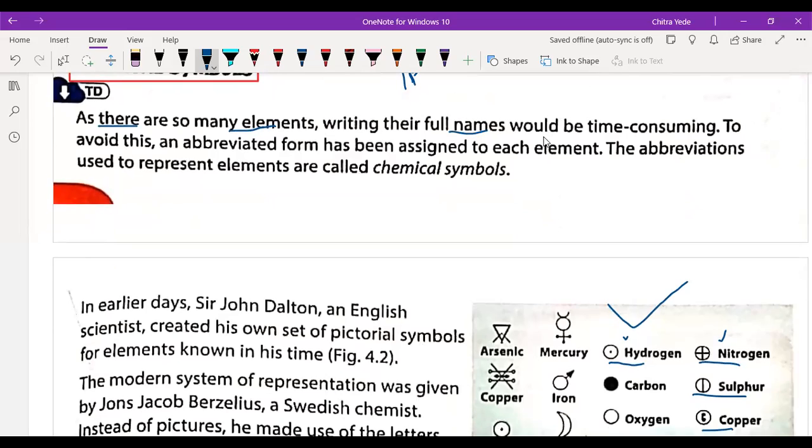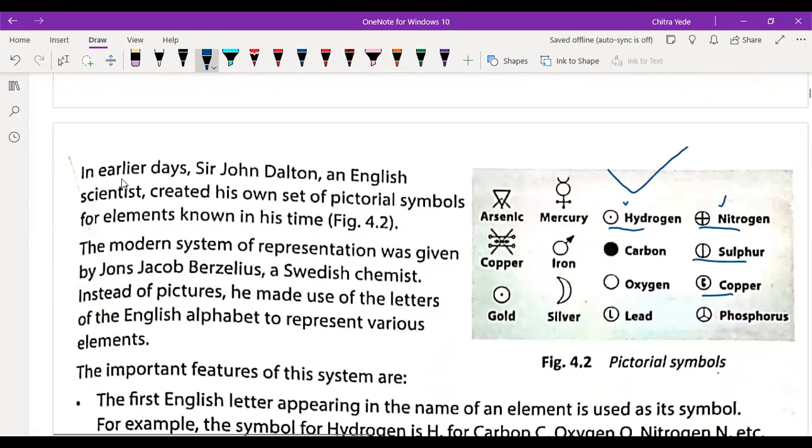Okay, next, writing the full names would be time consuming. So to avoid this, abbreviation, meaning short form, we can say, has been assigned to each element. The abbreviation for each element is nothing but their symbol. The abbreviation used to represent the element is called a chemical symbol. Very important. What are chemical symbols? Chemical symbols are nothing but the abbreviations which are used to represent the elements.